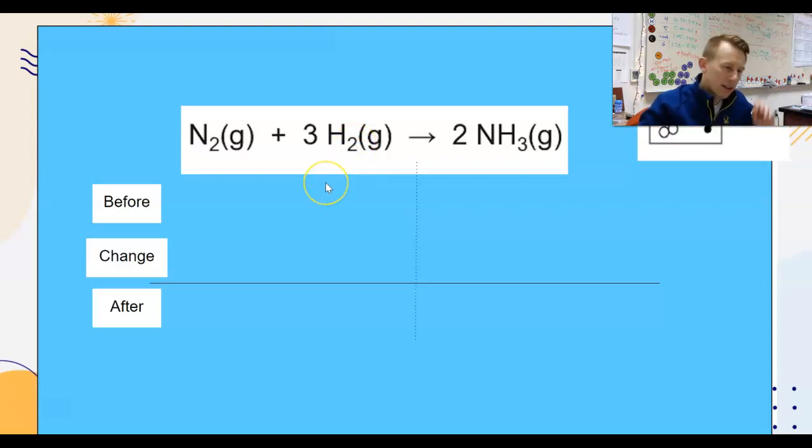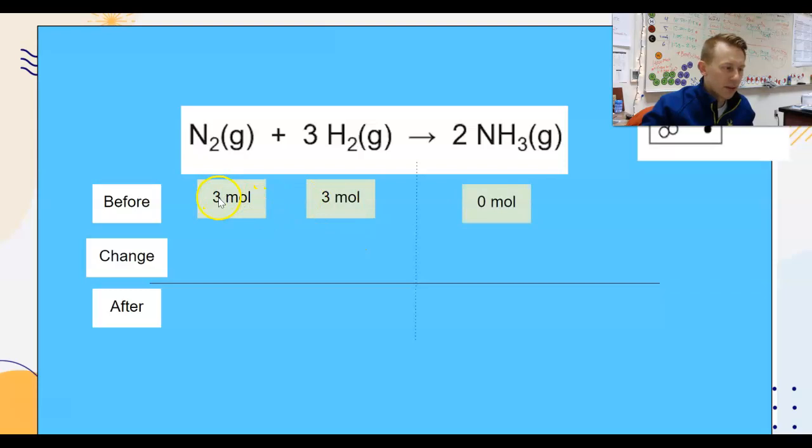Just like how before I said you have this many graham crackers and chocolates, I'm going to say that we're starting with this many things. The first thing you should always be able to do is put the given information in your BCA table. Sometimes it's going to be before, sometimes after, but you should always be able to start with that. One thing that will always be true is you'll never have any products before you do a reaction. So you'll always have a 0 here.